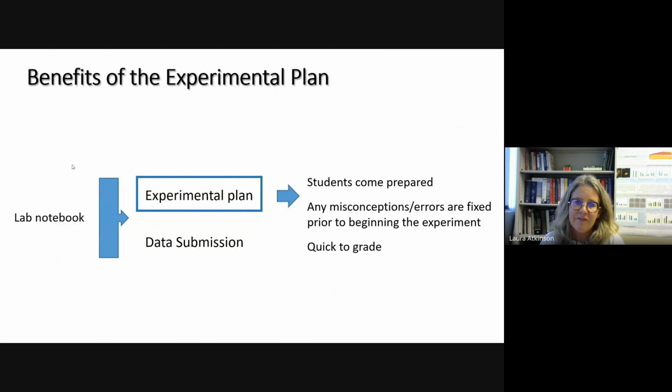So the benefits of this experimental plan is that students come prepared, and basically in my course outline schedule, all the experimental plans are submitted and marked by me before they start the experiment. So any misconceptions or errors I can fix before the experiment begins, not after, when we're trying to troubleshoot what went wrong. And with this marking breakdown with one or nothing, you're just looking for those key things. It's really quick to grade.